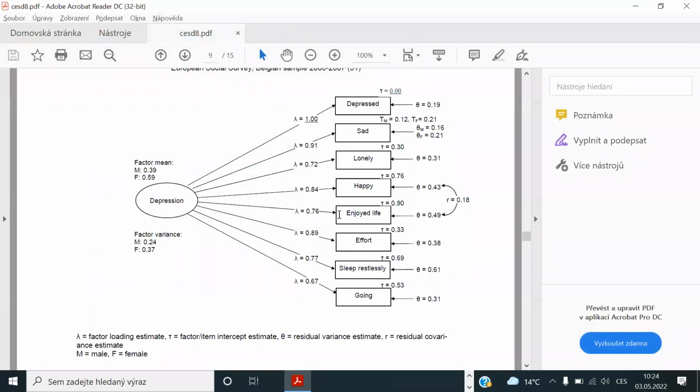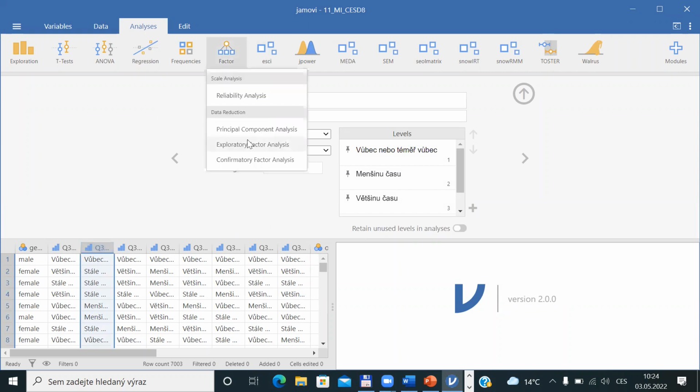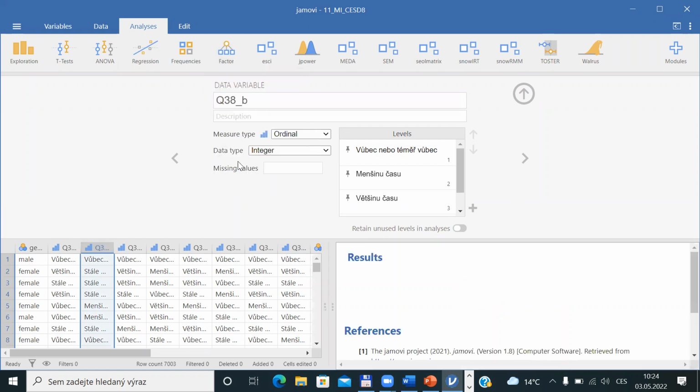So I will close SPSS and once again go to Jamovi. We will try to apply the CFA model. Maybe we do not need to redefine scales of variables into continuous, as we know that in general for SEM it would be necessary. So I would ask for Factor and for CFA here.